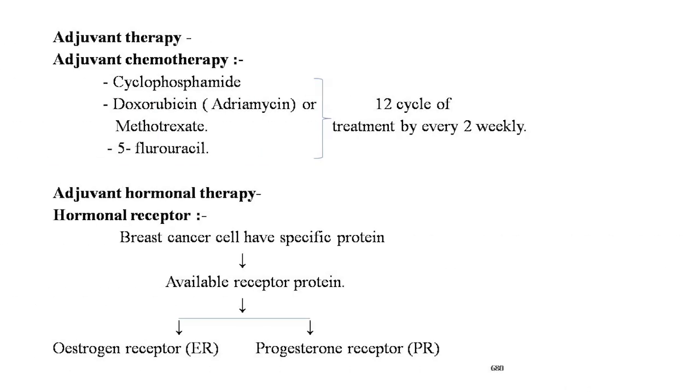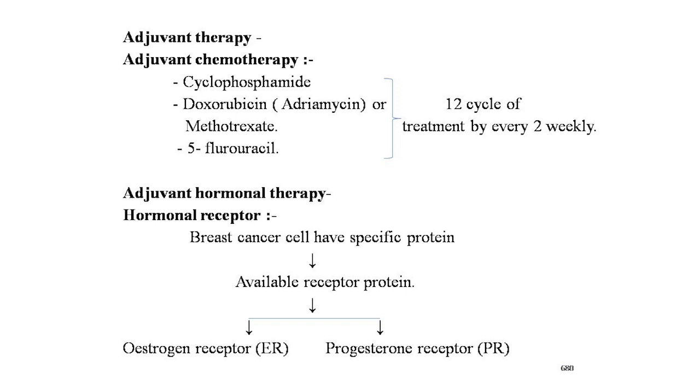Now the adjuvant therapy, that is the adjuvant chemotherapy: cyclophosphamide, doxorubicin (adriamycin) or methotrexate and 5-fluorouracil should be given. 12 cycles of the treatment, every 2 weeks. Adjuvant hormonal therapy is based on the hormonal receptor. Breast cancer cells have specific proteins, available receptor proteins, that is the estrogen receptor, ER, and the progesterone receptor, PR.